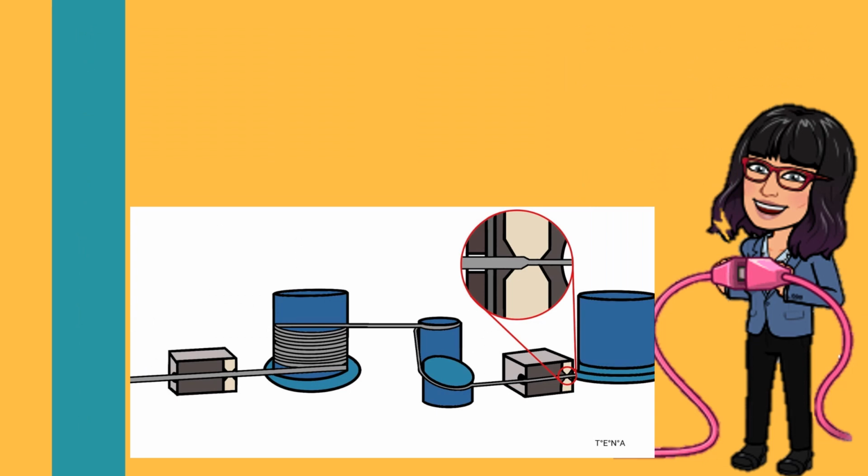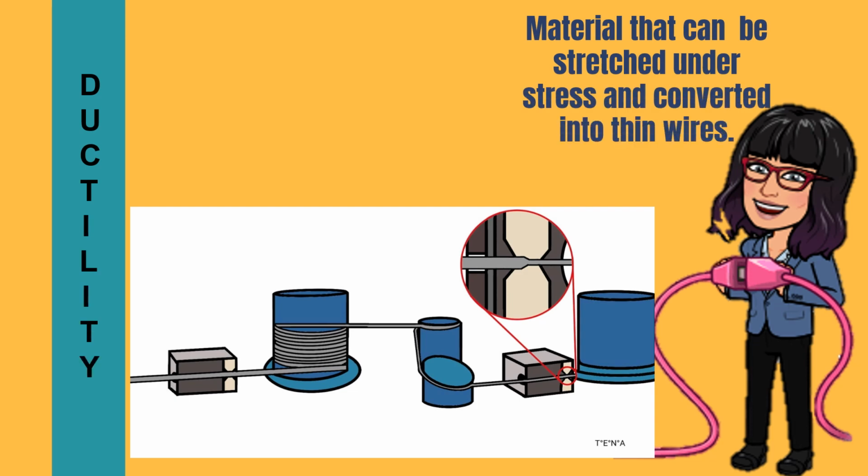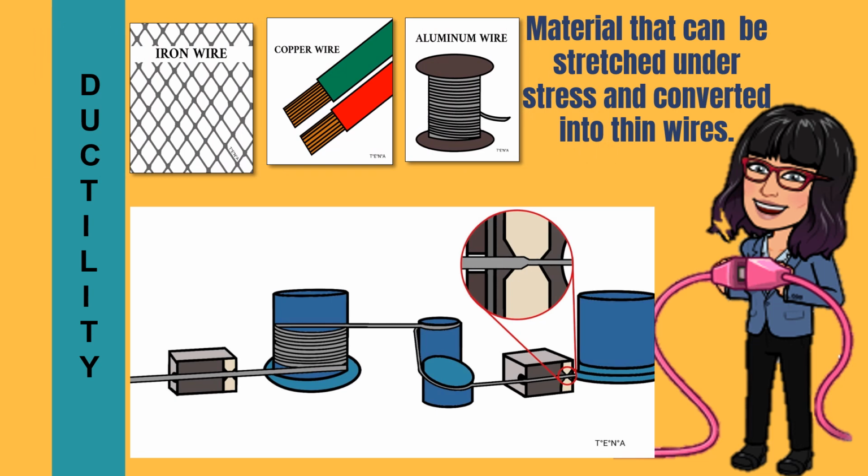Have you wondered how metals are turned into thin wires, even how hard they are? Watch the given image that shows how metals could possibly be turned into wires. These wires are used as fence, electrical, and construction purposes, like iron wire, copper wire, and aluminum wire.